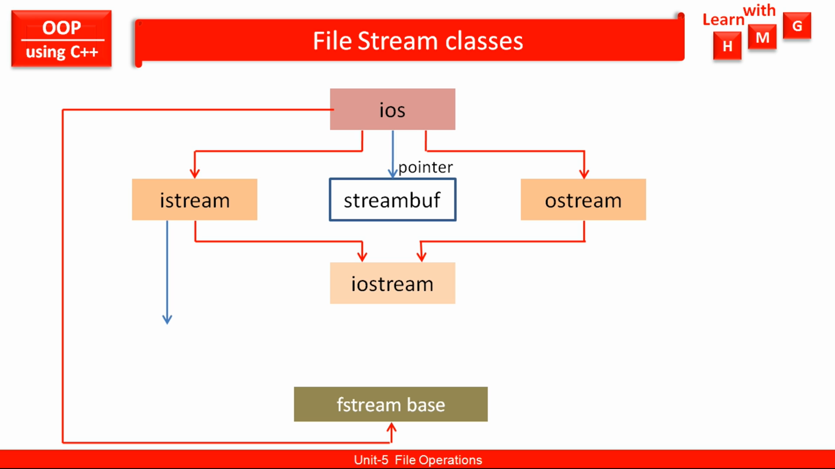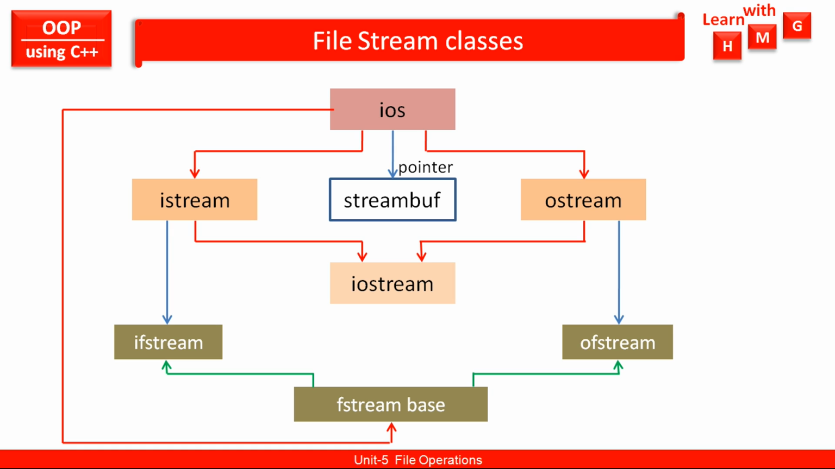From the iStream class one class is derived, and from iStream and fstream base class one class is derived, that is the ifstream class. So in this way ifstream is derived from two base classes, that is iStream and fstream base. From OStream and fstream base class one class is derived, that is the ofstream class. So in this way, using multiple inheritance, the ifstream class is derived from two base classes, iStream and fstream base, while the ofstream class is derived from two base classes, OStream and fstream base.